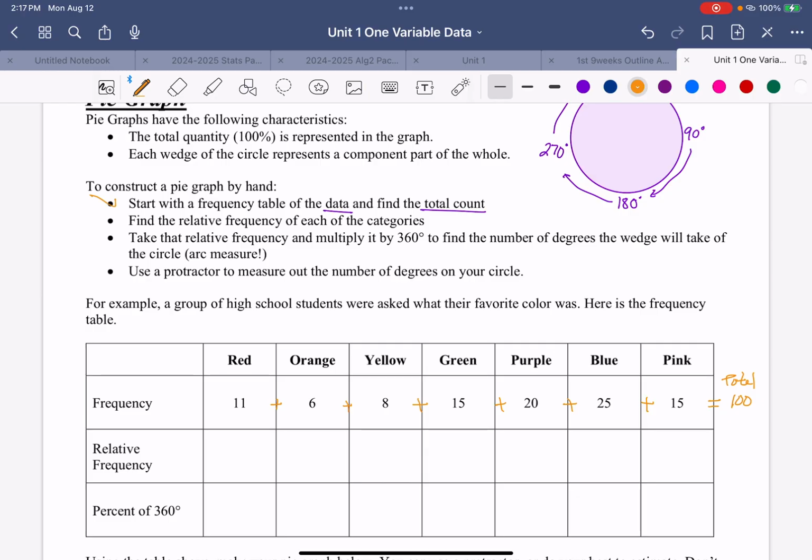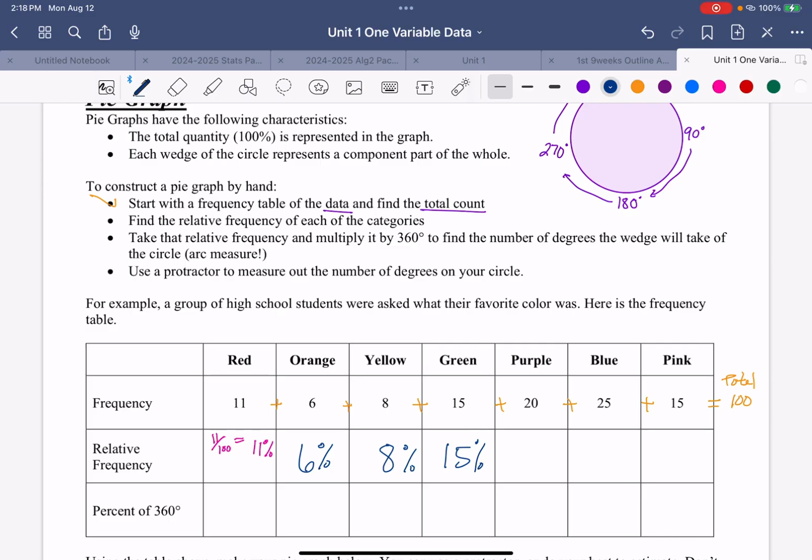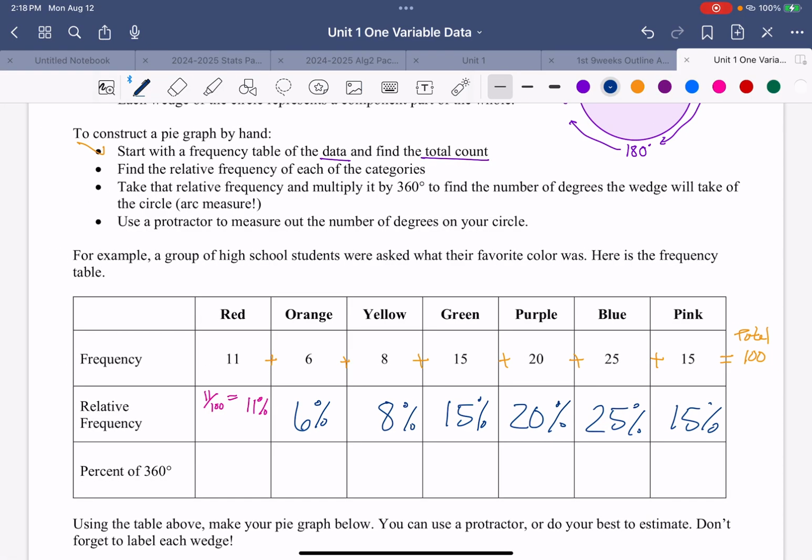Now we need to find the relative frequency. Hopefully you remember how: relative frequency is just part over whole. So we have 11 red out of 100, which means my relative frequency would be 11%. Pretty simple, and you just go straight through. 100 is pretty easy. So we know the others are 6%, 8%, 15%, 20%, 25%, and 15%.